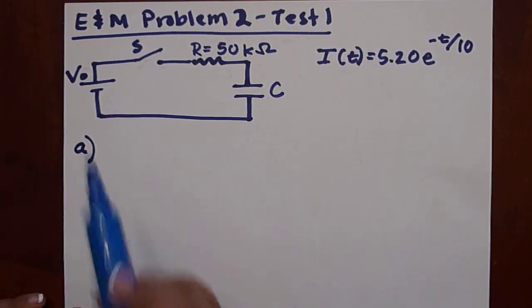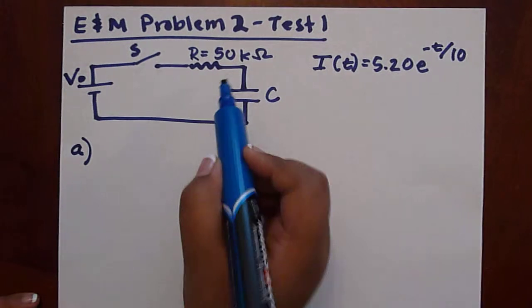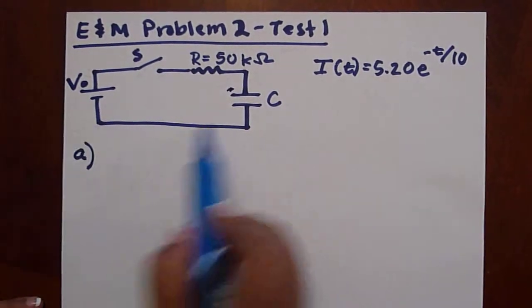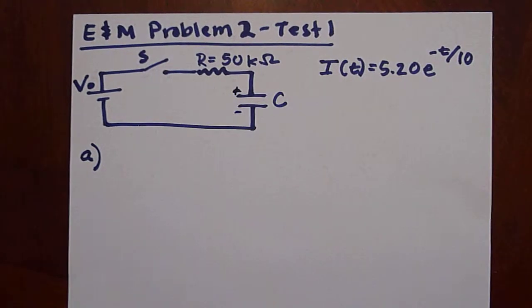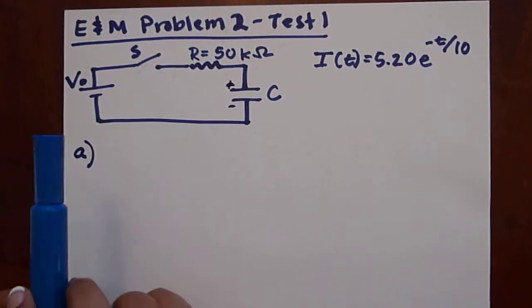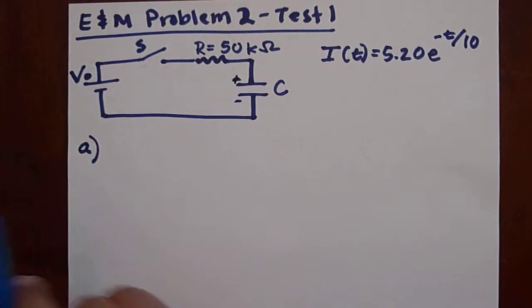Another quick thing to note is that positive charge will end up on this plate and negative charge will end up on this plate over here. That's just a side note to understand the circuit a little better. So let's take a look at the problem.